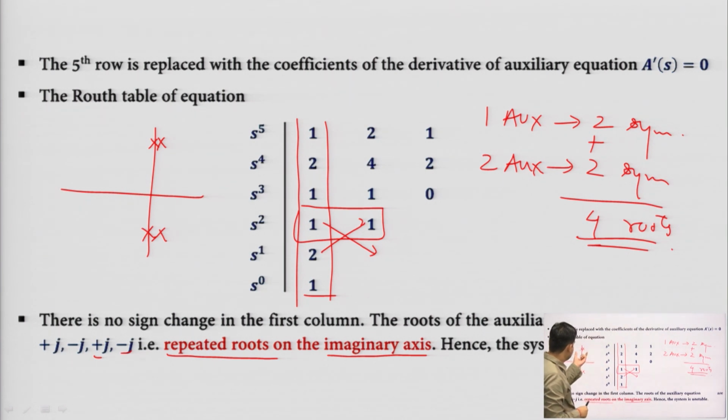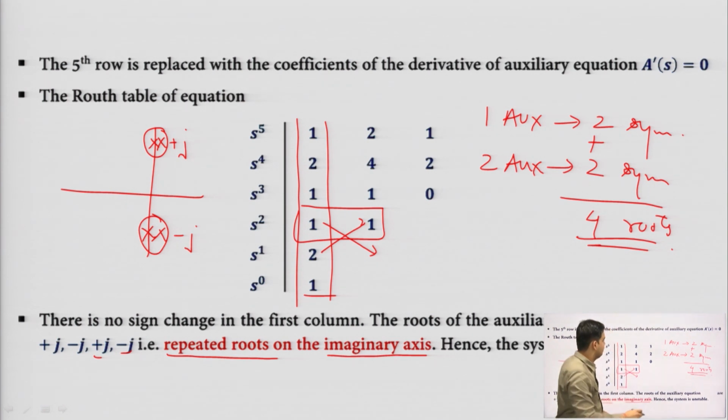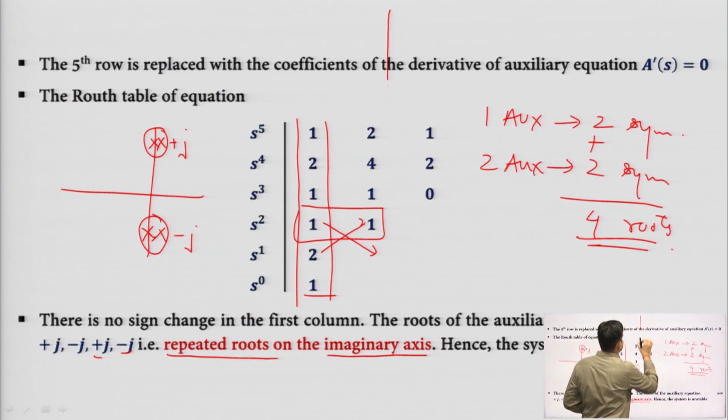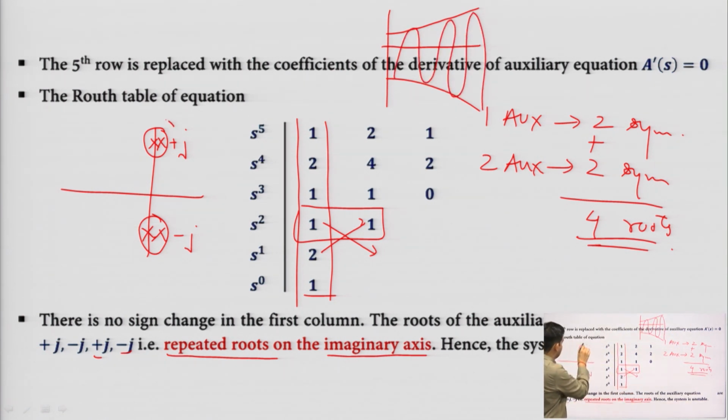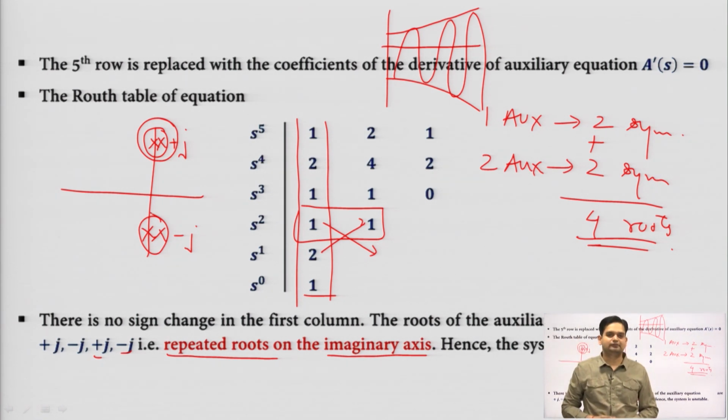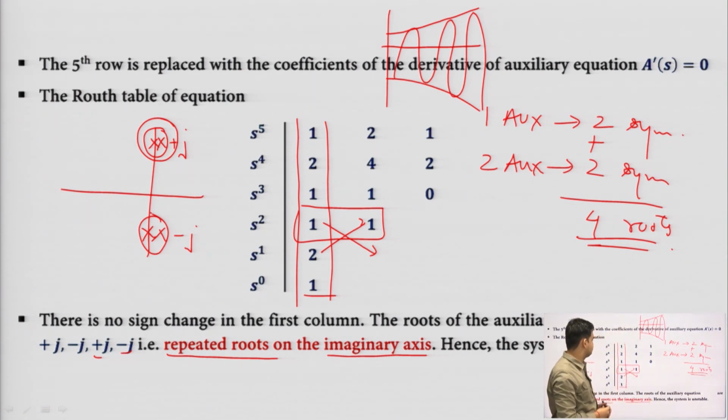Here I am getting 2 auxiliary equations and 2 repeated roots at plus j and minus j. If 2 roots are repeating on the imaginary axis, as we saw in the previous lecture, we will get an unbounded response like this, right. This will come whenever I am getting repeated roots on the imaginary axis. So, this makes my system unstable. This is one example of an unstable system.